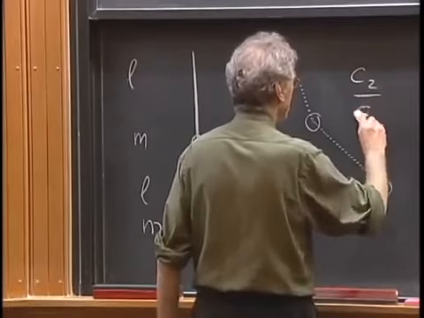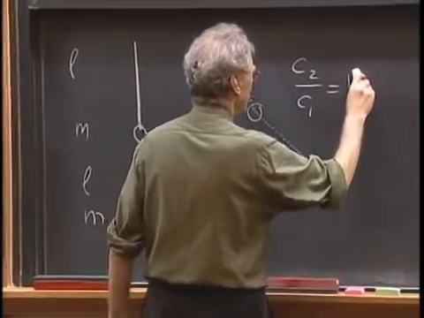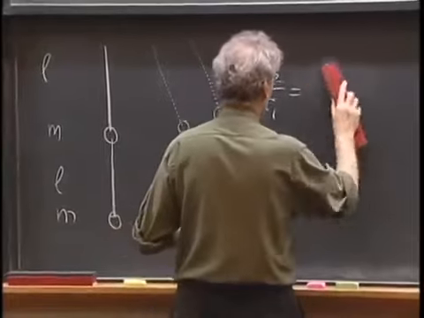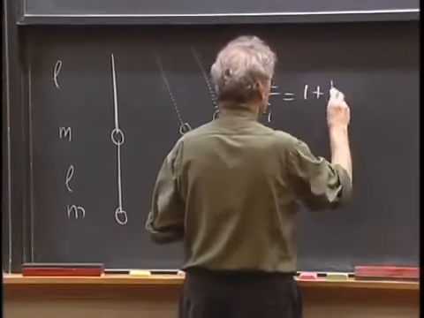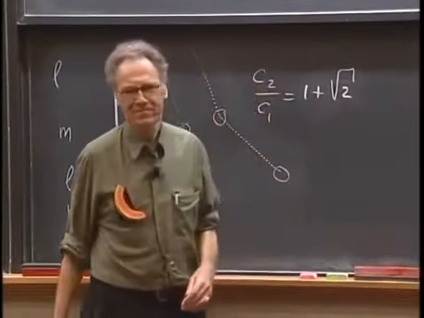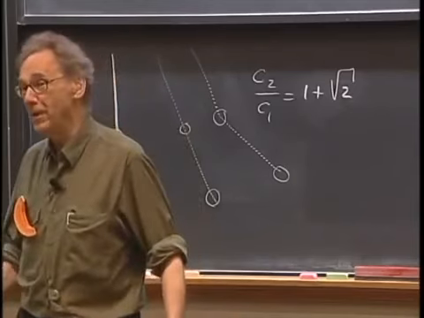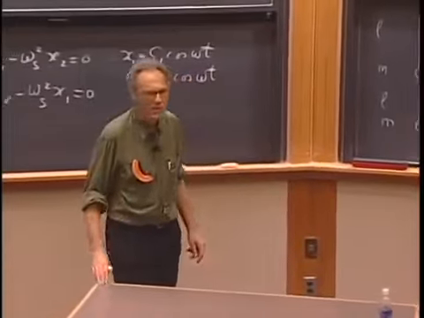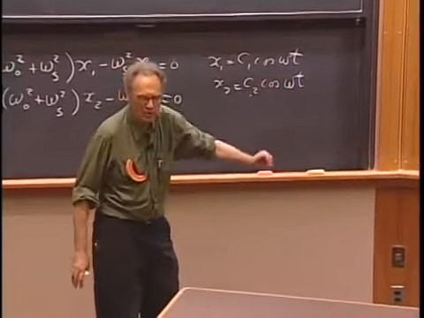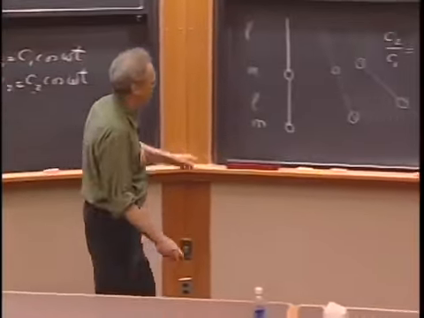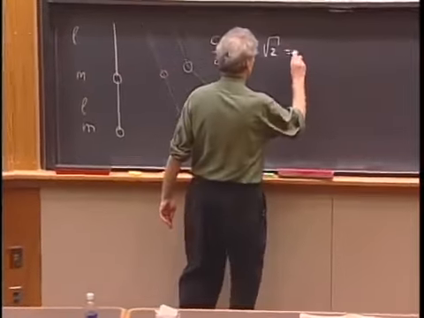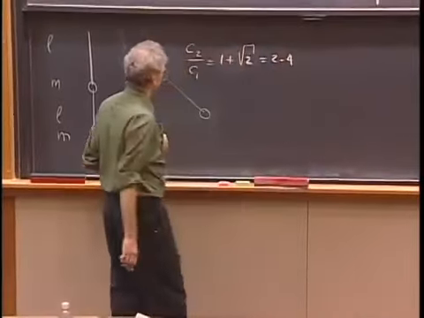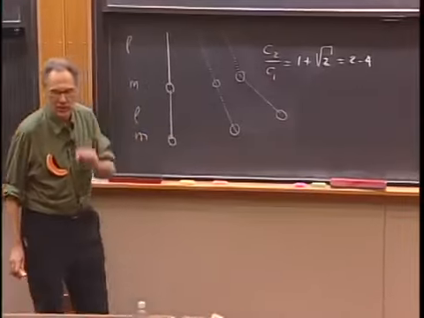Believe it or not, C2 over C1 is going to be 1 plus the square root of 2. And it will take you 30 minutes of grinding to find that. And I'm not exaggerating when I say 30 minutes. You have to go through the whole procedure. And then you'll find that this ratio is 2.4. And I will demonstrate it.